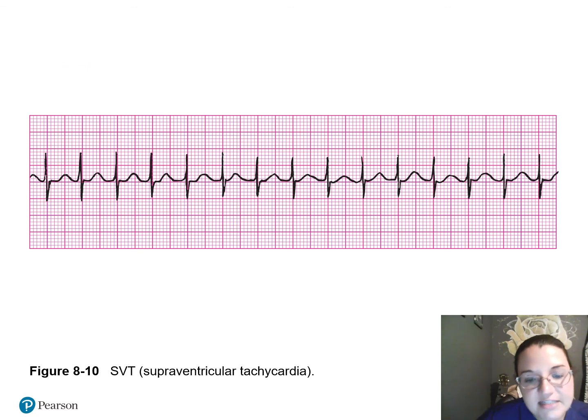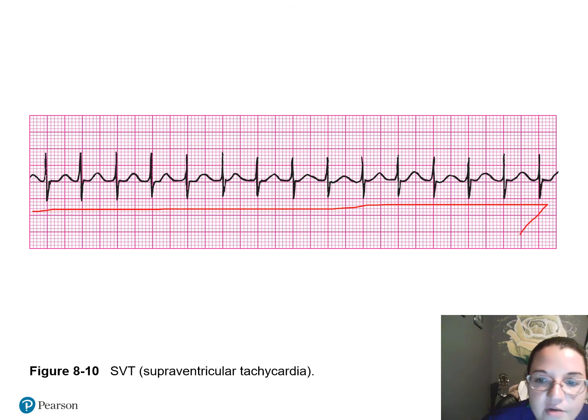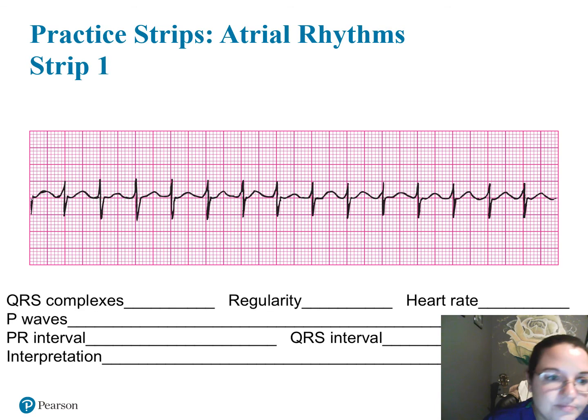This is what an SVT looks like. It's very symmetrical, right? Very pretty. But can you tell if that's a P or a T? No. So can we tell our P waves? No. We have QRSs, but look how fast we are going. So we are going at least greater than 150 here. So then that leads us to our practice.